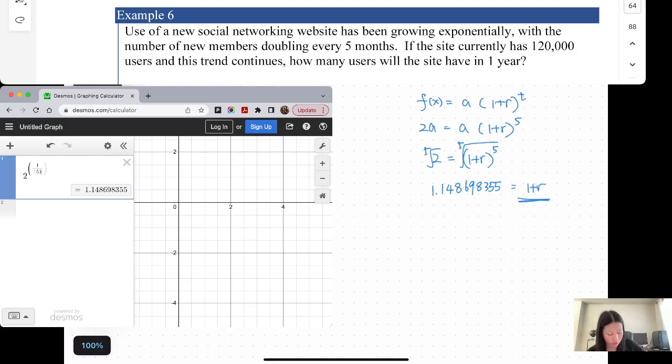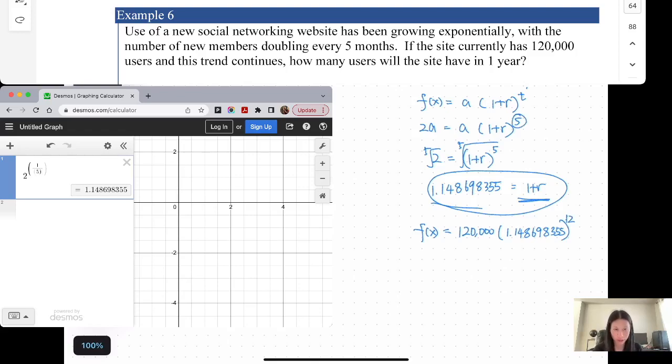Well, so I have the function. I don't know the output. I'm trying to find out the output. Our a is 120,000, and the 1 plus r is 1.148698 to the time, 1 year. So that means we are calculating the rate. The growth rate in here is per month because we calculated that by 5 months. So in here, instead of 1, we need to put 12 as the exponent.